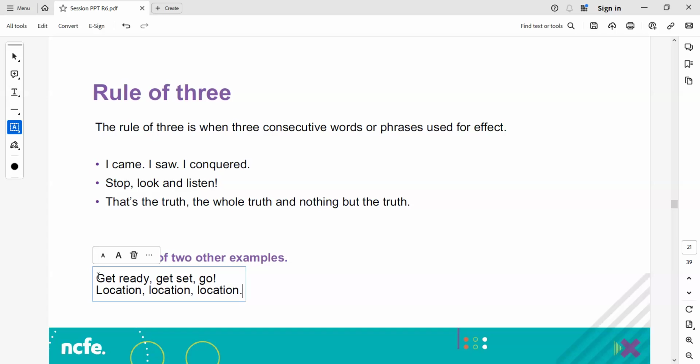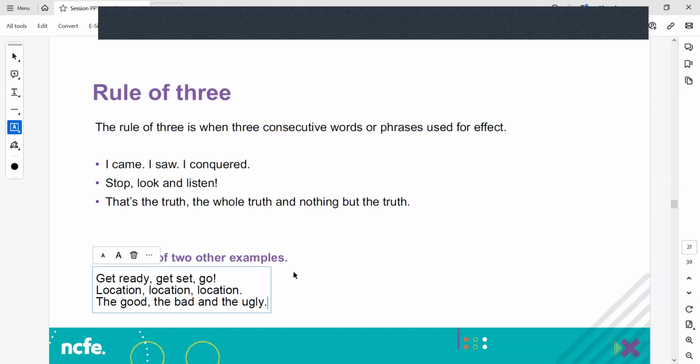Any others? "The good, the bad, and the ugly." Excellent example. Good. Well done. Any questions? "Mind, body, spirit." Excellent. Good. Well done. Really good examples.